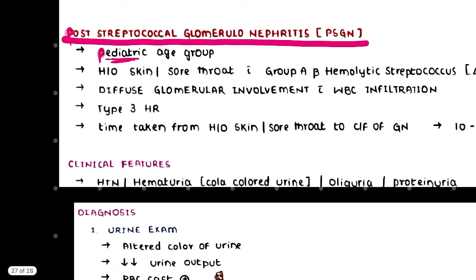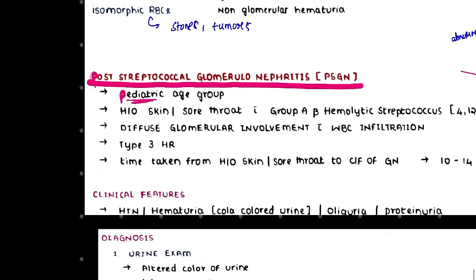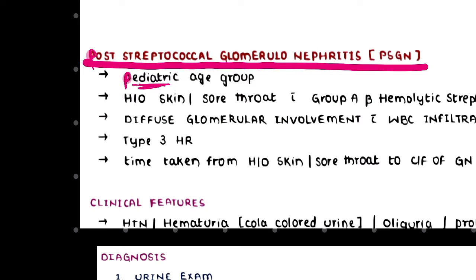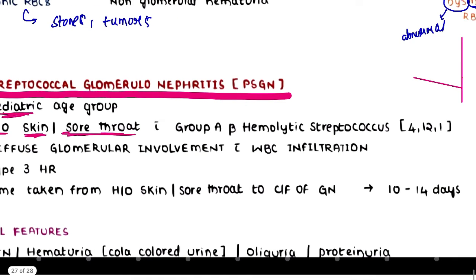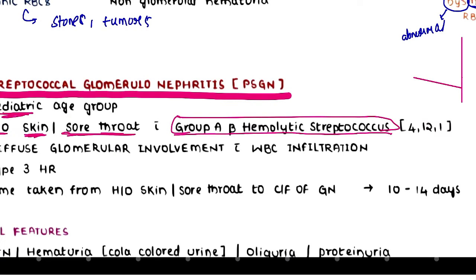Now, there will be a patient of pediatric age, and that patient will present with a history of infection in the skin or sore throat, right? This skin infection or sore throat will be because of infection by group A beta hemolytic streptococcus, which is also called Streptococcus pyogenes.